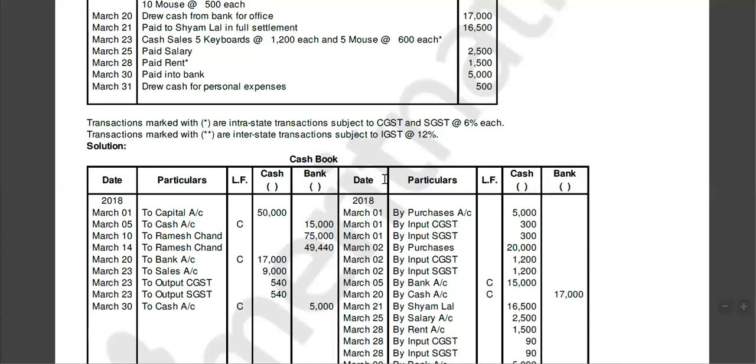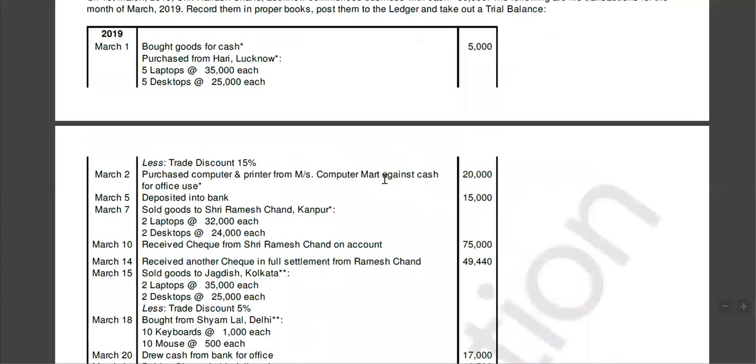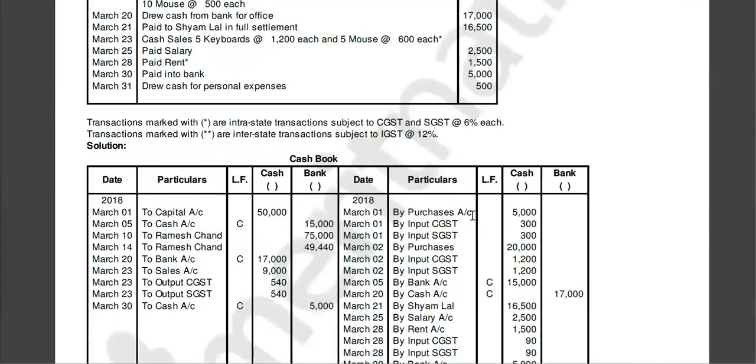March 1 character, see the March 1: bought goods for cash 5,000. So purchase goods for 5,000. See, by purchase, this is also the same place. So 5,000 into 6%, you will get 300 for CGST and 300 for SGST. This is the March 1 character. Then the March 2 character, we already saw that.